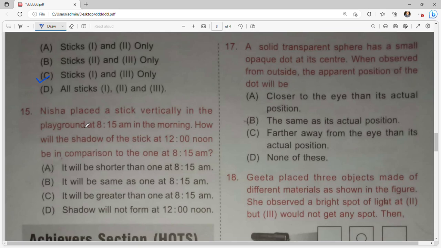So the correct answer for your question number 15 is option A. This is because at 8:15 the position of the sun is slanting. So when the slanting rays or the slanting sunlight falls on the object, it forms a much longer shadow. Whereas at 12 noon the sun is vertically upwards, so when sunlight falls on an object from vertically upwards, it forms a smaller or shorter shadow. So that's why the correct answer for your question number 15 is option A.